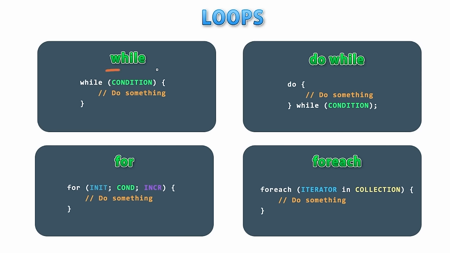While is the simplest one, but personally I never really use it, and same thing for the do while. I very, very rarely use these two. Then down here the for, this one is extremely useful in tons of scenarios. And the for each, this one is perfect for doing any kind of logic on lists or arrays.